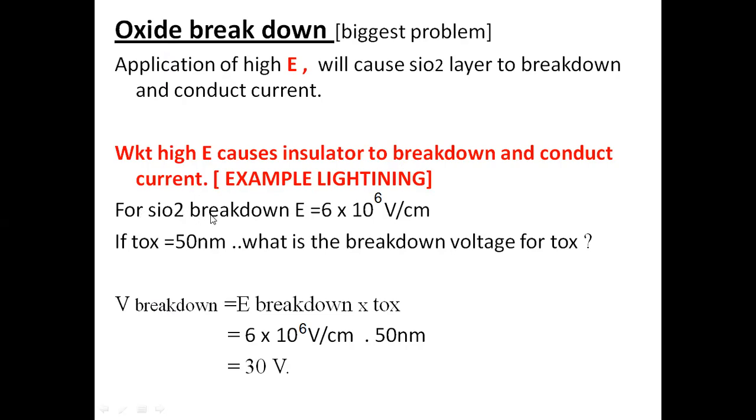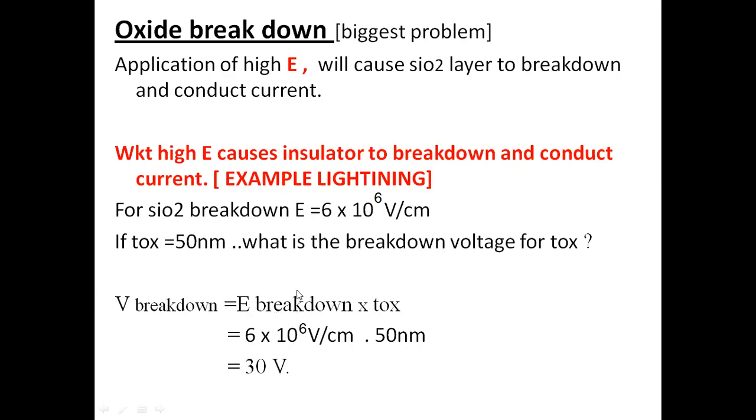So for SiO2, the breakdown electric field is 6 into 10 to the power of 6 volt per centimeter. And if the thickness of the oxide layer, so called TOX, is 50 nanometer, then I can calculate the breakdown voltage for this 50 nanometer of gate oxide. So the equation to calculate the breakdown voltage is V breakdown is equal to E breakdown, or the electric field value so as to obtain the breakdown, into the thickness of oxide layer.